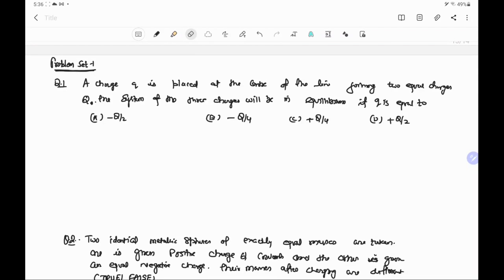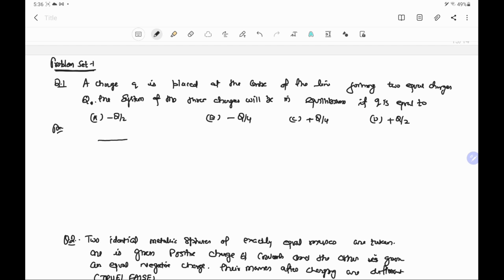Let's do some problems on Coulomb's law. First is: a charge q is placed at the center of the line joining the two charges Q. The system of the three charges will be in equilibrium if q is equal to.